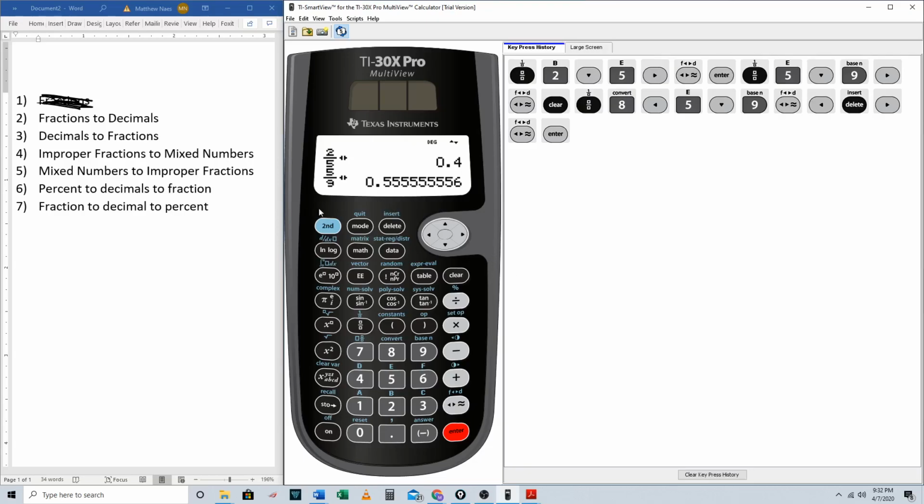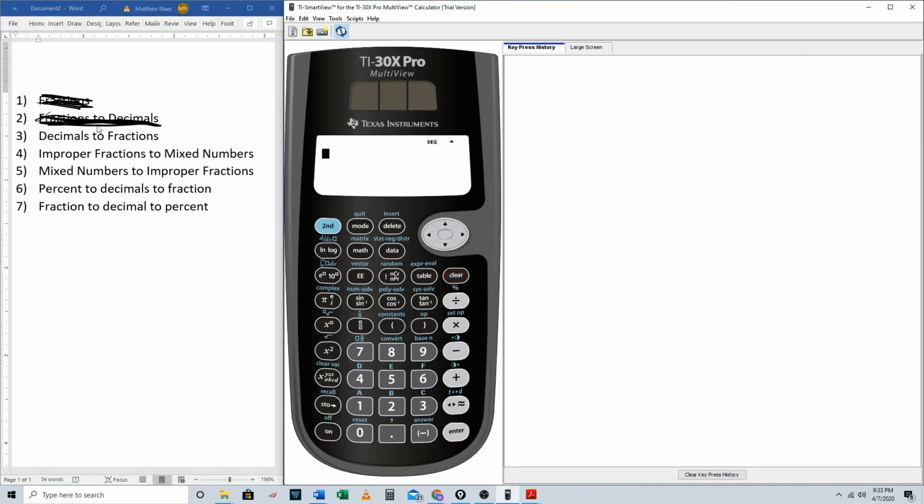And that's how we convert a fraction to a decimal. We type in the fraction, press the double arrow button right above the enter, and we're good to go. Let's fraction the decimals. All right, now let's do it backwards. Clear all this. Decimals to fractions.